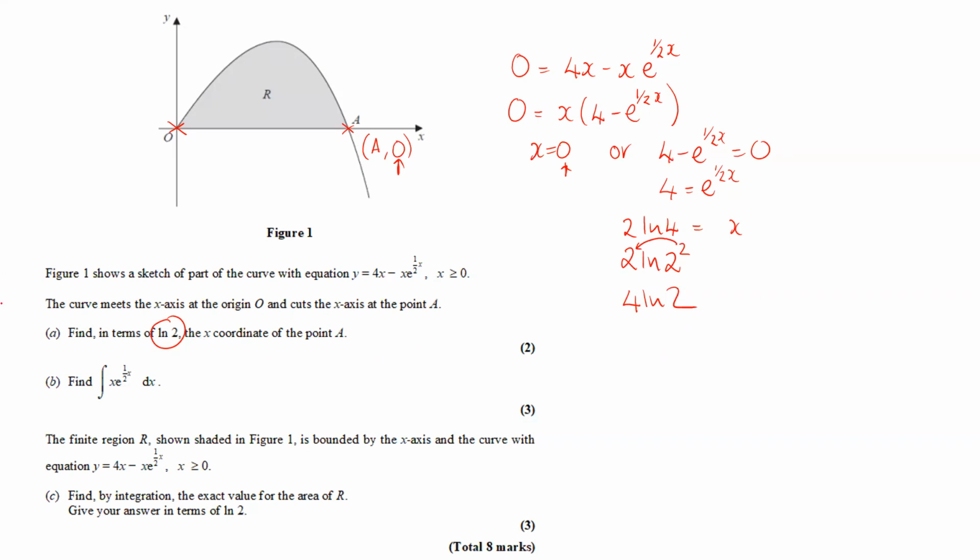Right. Part B. Where's my pen gone? Part B. Find the integral of x e to the half x. So this isn't the whole curve. This is just part of the curve, but it's asking us to integrate. And here we notice that we've got a product. What is the product rule for integration? It's going to be by parts.